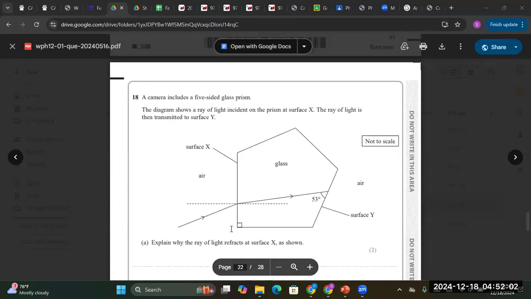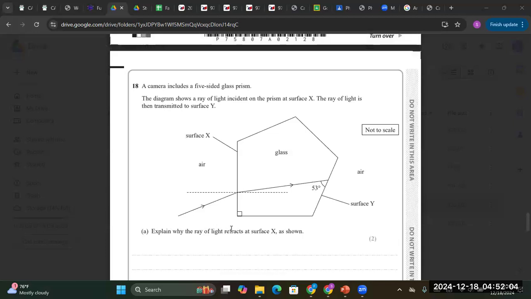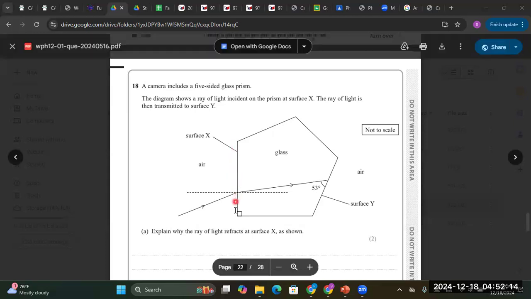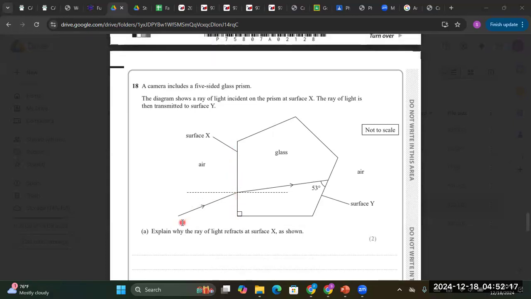Okay, a camera includes a five-sided glass prism. The diagram shows a ray of light incident on the prism at surface X. This is surface X, this one. So you can see that the light goes from less dense medium to more dense medium, so it bends towards the normal. The ray of light is then transmitted to surface Y.